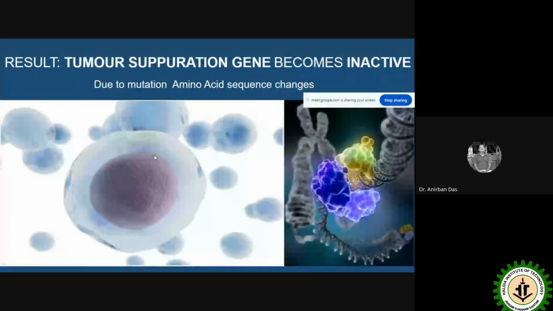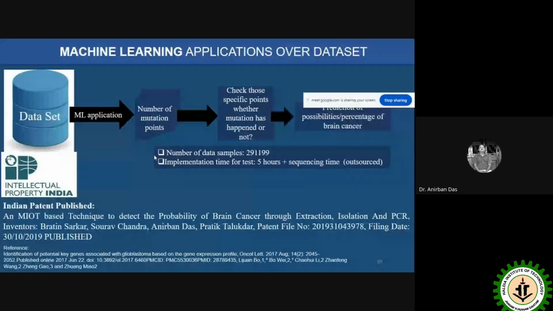So this is the thing, and what is the idea here? We have the data set on which we have worked. It's a huge one, and from the data set, through the training we have made, we have identified some of the points, some of the mutation points, right? Suppose we have, say, 2,91,099, that is the size of the data.